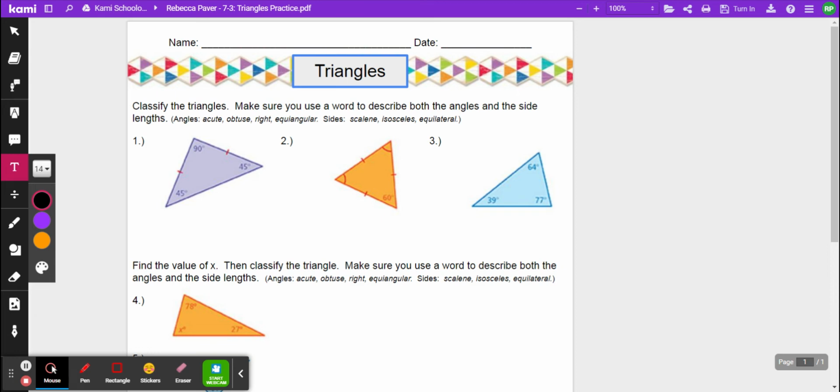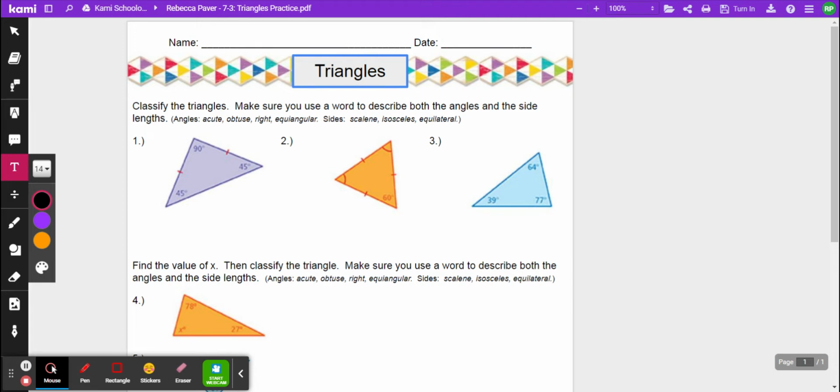Hi, good morning, everyone. Today I'm going to go over the triangles practice page answers with you. Hopefully you had a chance to finish it. You should check your answers as we go through and ask any questions that you need to about incorrect answers.